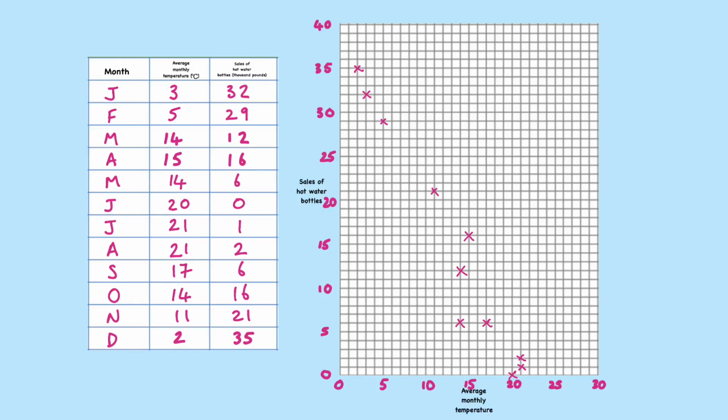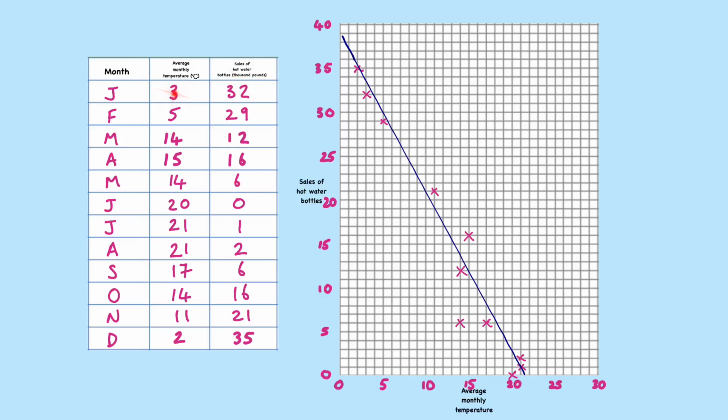So now try and get your line of best fit roughly so that there are the same amount of points on either side of the line. So let's have a look. Let's draw it here. That looks about right. Now this line of best fit slopes down the page, which is what you'd expect because there's a negative correlation between average monthly temperature and sales of hot water bottles, as you would expect.